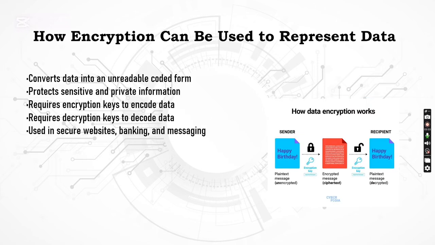How encryption can be used to represent data. It converts data into an unreadable coded form. It protects sensitive and private information. It requires encryption keys to encode data and decryption keys to decode data. It is used in secure websites, banking and messaging.